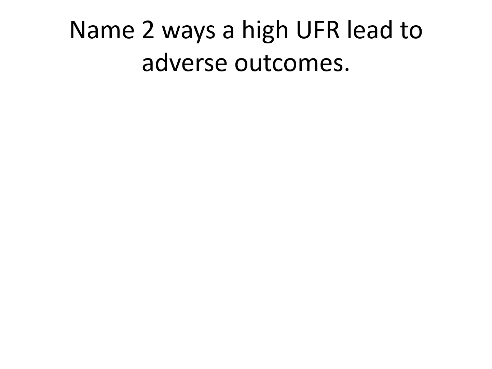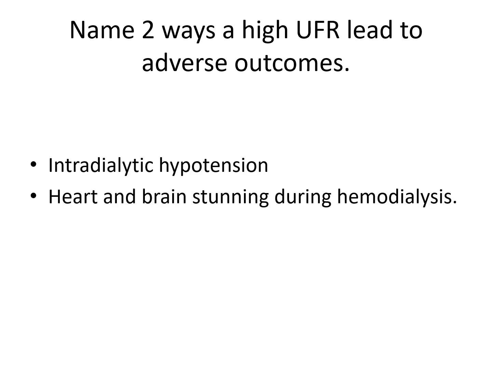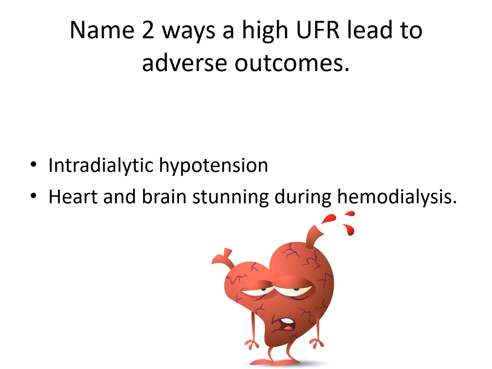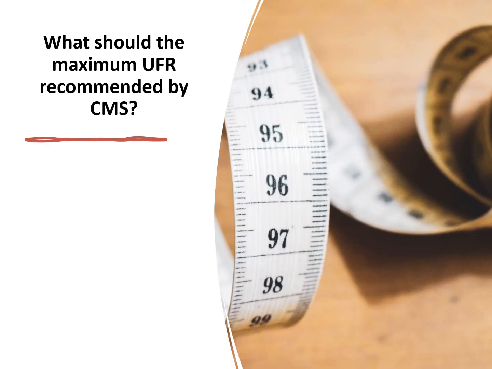Question number 4, name 2 ways a high ultrafiltration rate leads to adverse outcomes. That's right. Basically, if you remove too much fluid too quickly, you can cause intravascular volume depletion, which leads to low blood pressure during dialysis, so intradialytic hypotension. If you don't have enough fluid inside of your blood vessels and the pressure's too low, then you don't bring enough blood, you don't perfuse your organs appropriately, and this can stun your heart, your brain, your intestines, and other organs as well.